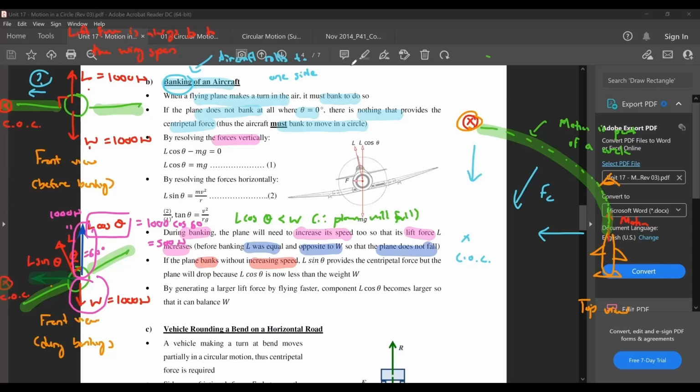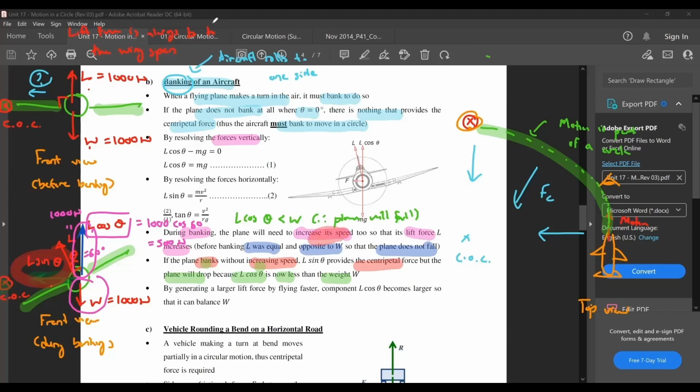Okay, so here I actually already wrote it here. If the plane banks without increasing its speed, L cos theta is now less than weight W, so the plane will drop. But it's still able to move in a circle because you still have the L sine theta acting as your centripetal force. It's moving in a circle, but it's dropping from the sky, which is not something you want. You want to maintain your position in the sky while moving in the circle, right? So one way of doing that is to increase its speed.